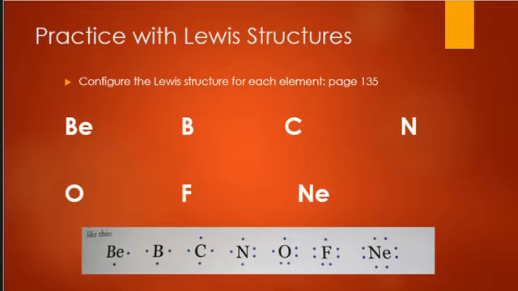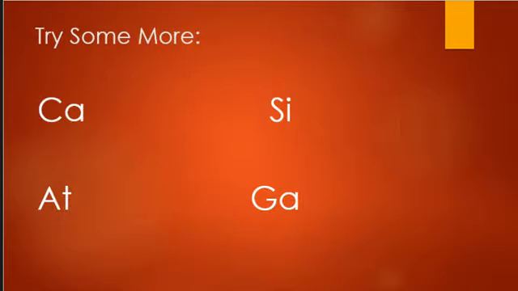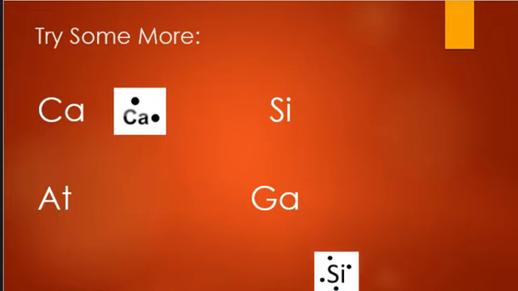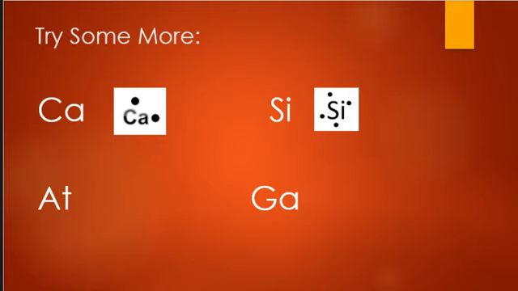We're going to try a couple more. Calcium, tell me. How many dots? 2. Hooray. 1 on top, 1 on the side. Silicon, tell me about silicon. What group? 4. 1, 2, 3, 4. It's going to have similar qualities as carbon, right? Next comes astatine. Did you say 7? Is it 7? 1, 2, 3, 4, 5. It's 7.